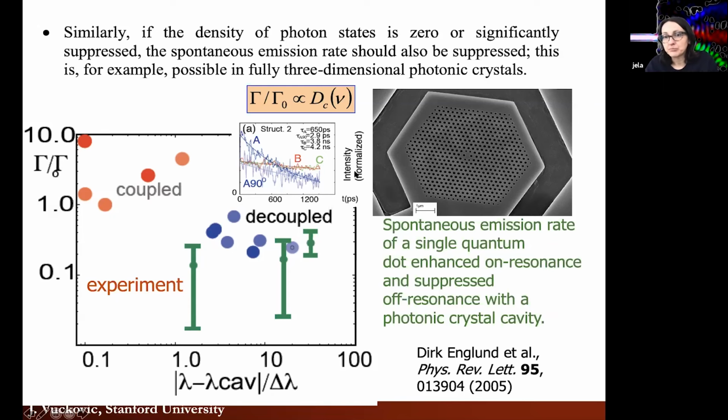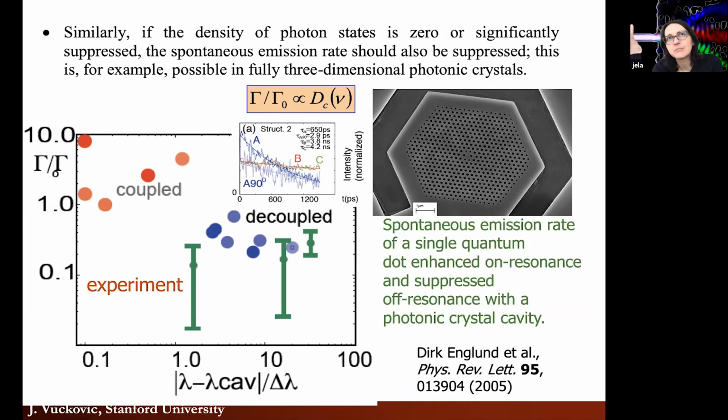And if you put it in a perfect three-dimensional photonic crystal, in a photonic band gap, what would happen? It would ideally be completely suppressed, right? You excite the quantum dot into the excited state, and it would sit there forever. Of course, that never happens because there is always some background of modes or non-radiative decay channels, but you will see suppression relative to the decay rate without the cavity or without any structure.